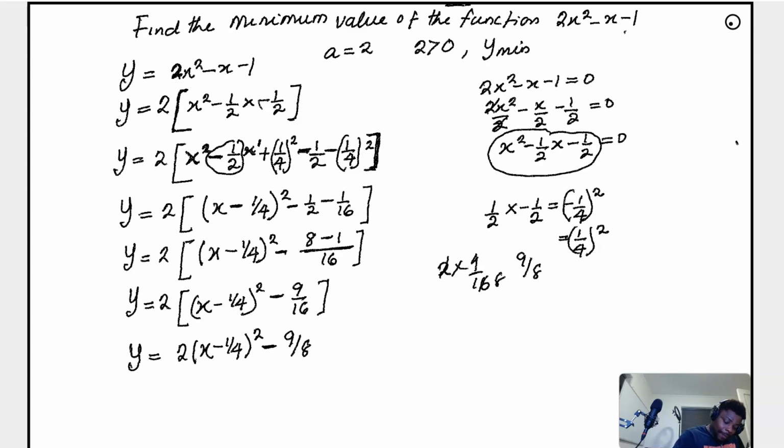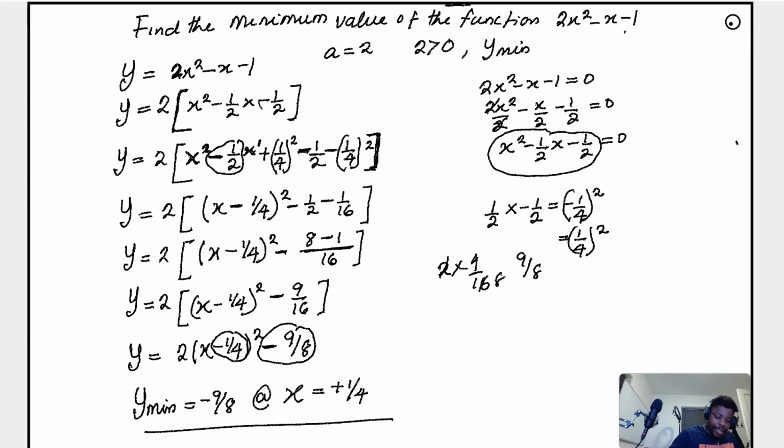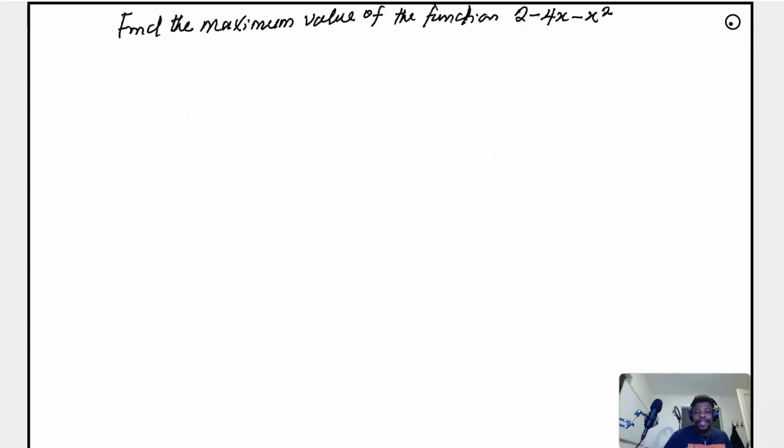So here, y minimum is the value here, which is minus 9 over 8. At what value of x? The opposite of this. And the opposite of minus 1 over 4 is plus 1 over 4. Easy. We are going to take another question, so you have a deep understanding of this. Now, let's take this question.